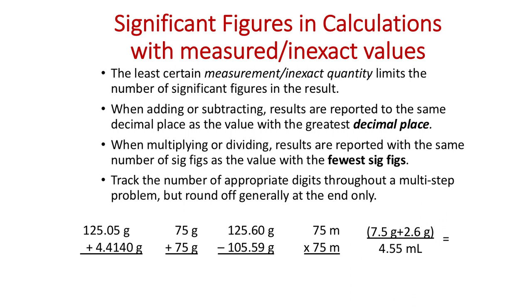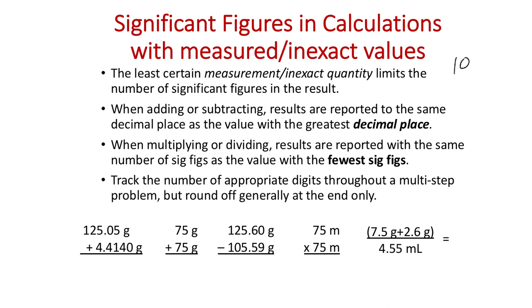So let's look at a couple of rules for dealing with calculations involving these quantities. It's almost always going to be the least certain measurement or inexact quantity that limits the significant figures in the result. If you very carefully measure the mass of one object and only crudely know the mass of another, and you add them together, obviously that crude object limits the precision of your results. So when we add or subtract, the results are reported to the same decimal place. Sometimes this is better thought of as the placeholder rather than the decimal place.